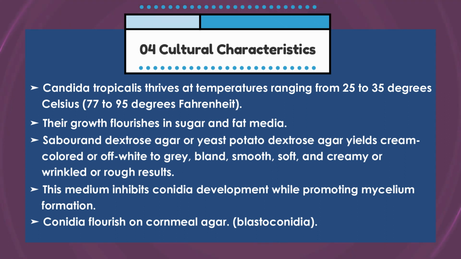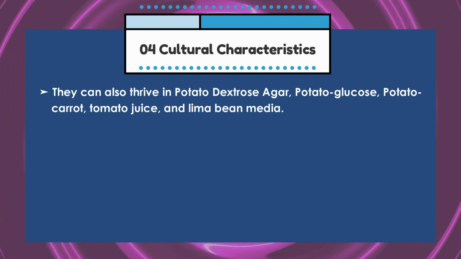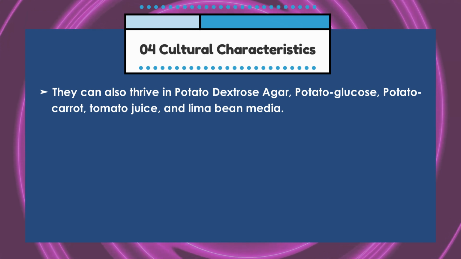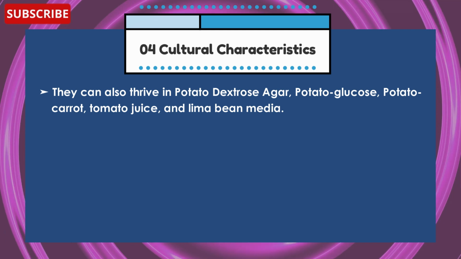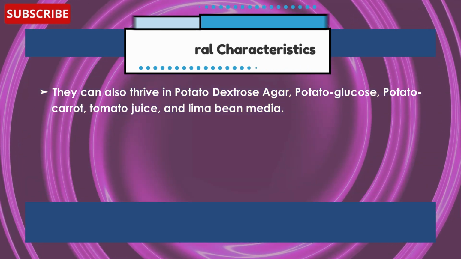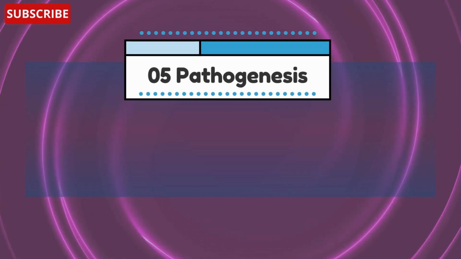Conidia flourish on cornmeal agar, blastoconidia. They can also thrive in potato dextrose agar, potato glucose, potato carrot, tomato juice, and lima bean media. Now let's see the pathogenesis of Candida tropicalis.